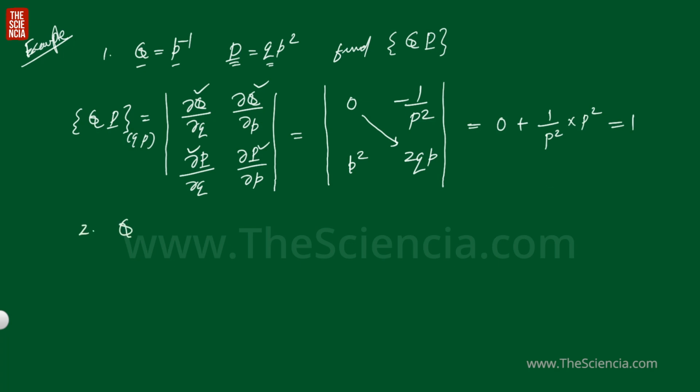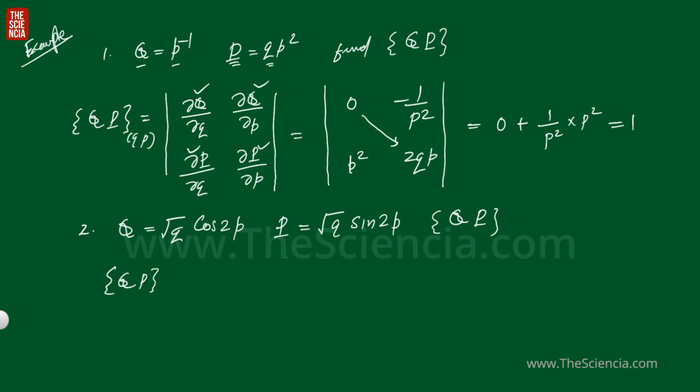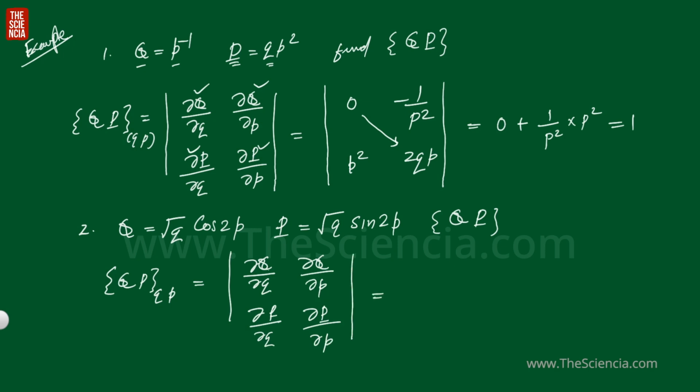Example 2. Capital Q is equal to root 2q cos 2p and capital P equal to root q sin 2p. Find Poisson bracket of QP. That is, Poisson bracket of QP with respect to the variables small q and small p. That is equal to dou Q by dou q, dou Q by dou p, dou P by dou q, dou P by dou small p. So what we get? Dou Q by dou q. So it is a function of q, right?